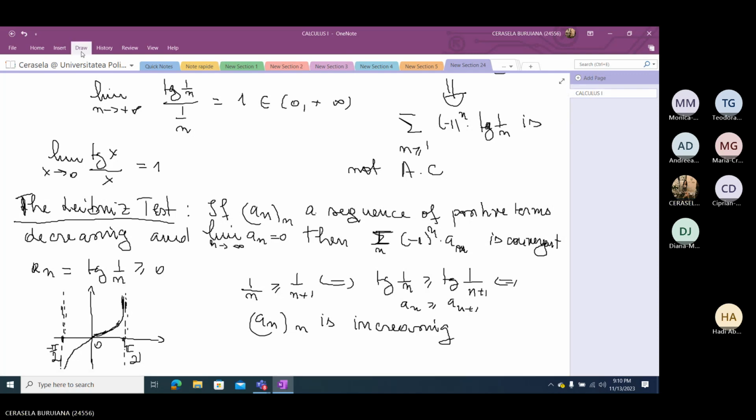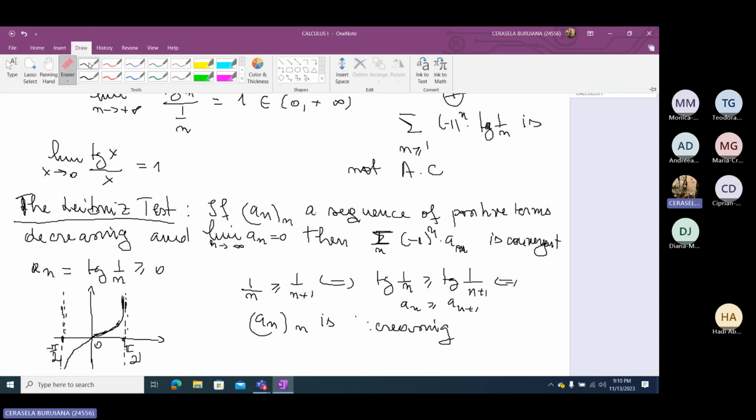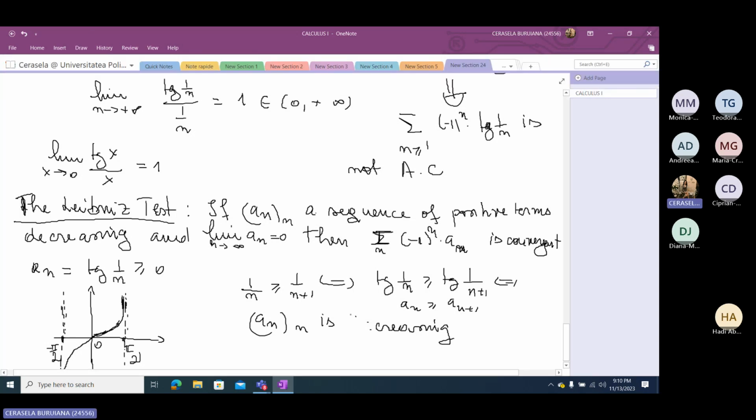Good. It's decreasing, because I need to apply the Leibniz test, so I took an example where a_n is decreasing. It's decreasing because a_n is greater or equal than a_(n+1). We already proved that. All right, so it's decreasing. It has positive terms, and if I look at the limit of a_n, how much is it?